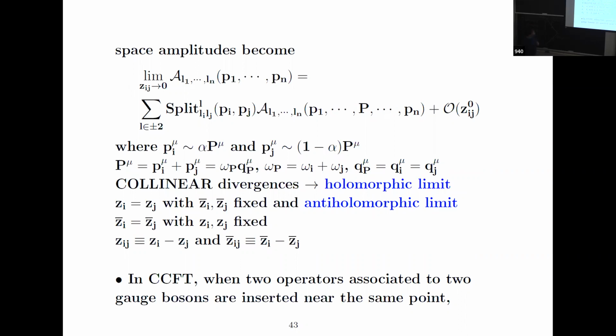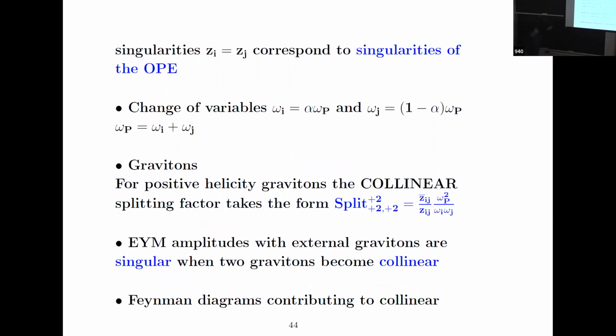Okay, so in the collinear limit we have this kind of relation, so we can simply use this parameterization. Then capital P appears in the right hand side, and the energy omega I plus omega j is given by omega P. And as I mentioned before, we have the fixed Z bar. We can take the holomorphic limit here. So then this will arise as the singularity of the OPE.